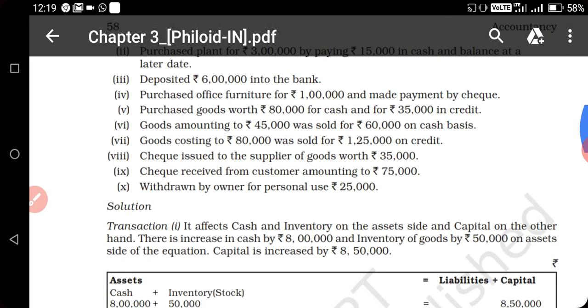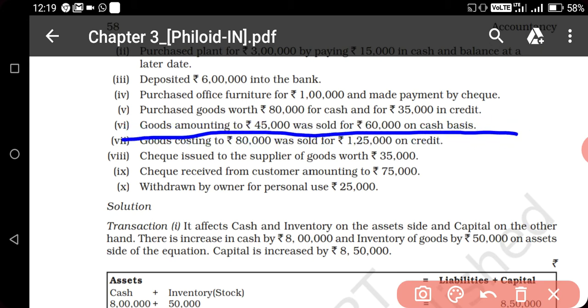Now next transaction is the sixth transaction. Goods amount rupees 45,000 were sold for rupees 60,000 in cash. Again I am indicating this transaction. This is our sixth transaction. Goods costing rupees 45,000 were sold for 60,000, and the difference is rupees 15,000. That should be treated as profit. The cost of goods is 45,000 and total sale is 60,000. As the sale is in cash, our cash will be improved.